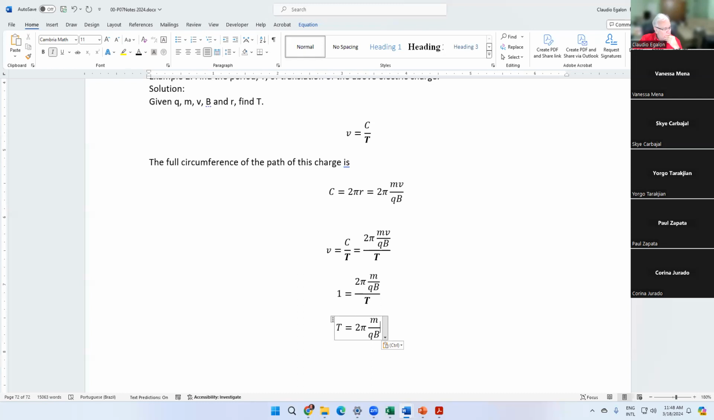Okay. The stronger the magnetic field, the shorter the period. Okay.